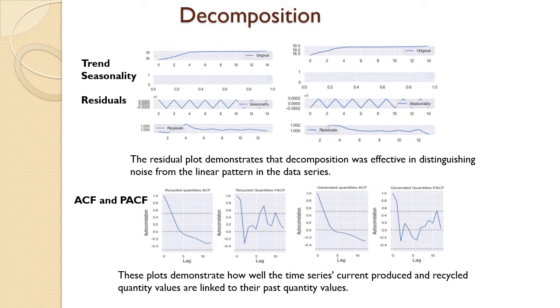Then the bottom four figures display the autocorrelation function and partial autocorrelation function of the produced and recycled material amounts using the ARIMA model. These plots demonstrate how well the current produced and recycled quantity values are linked to their past quantities. From the four plots below, it can be seen that the model was functioning properly.